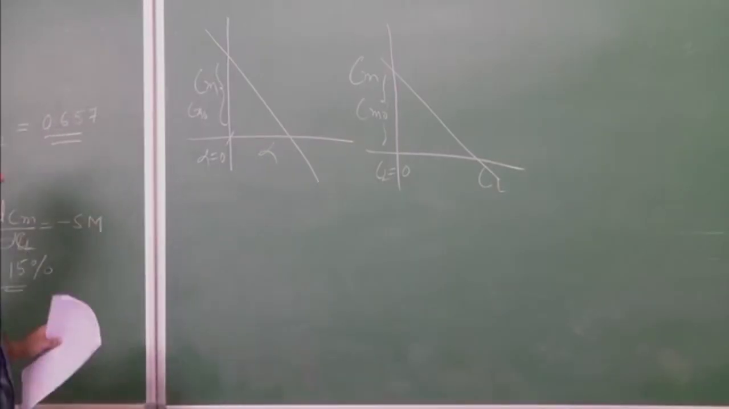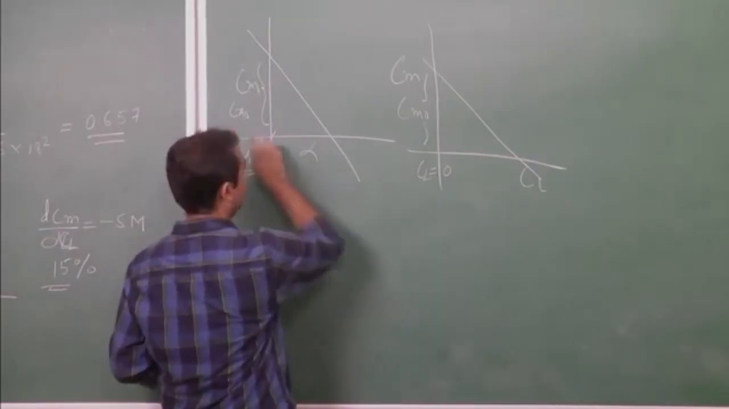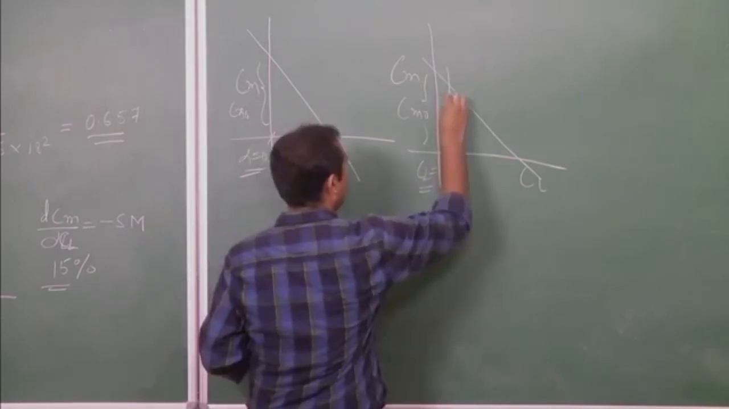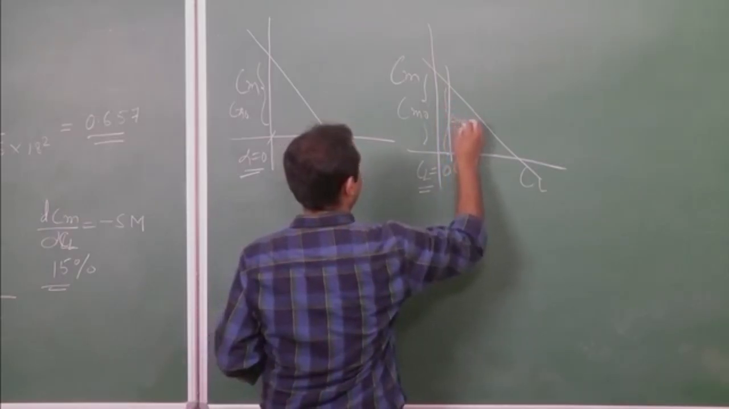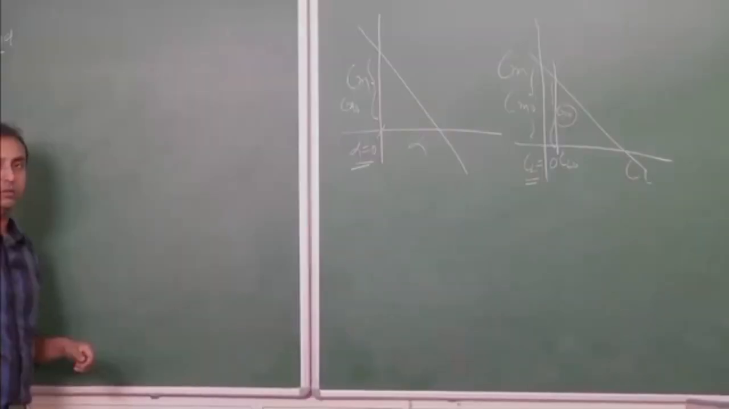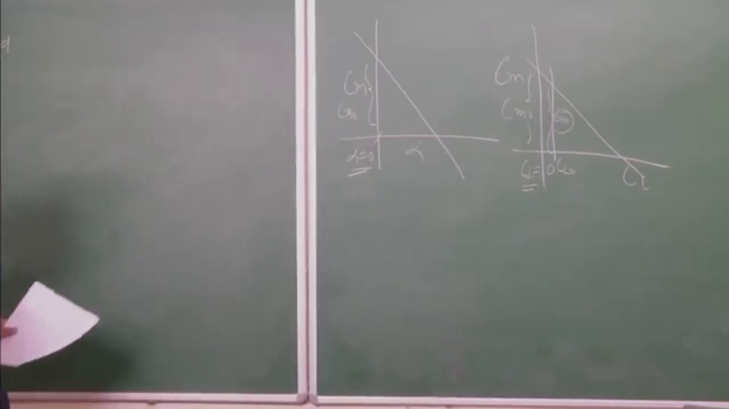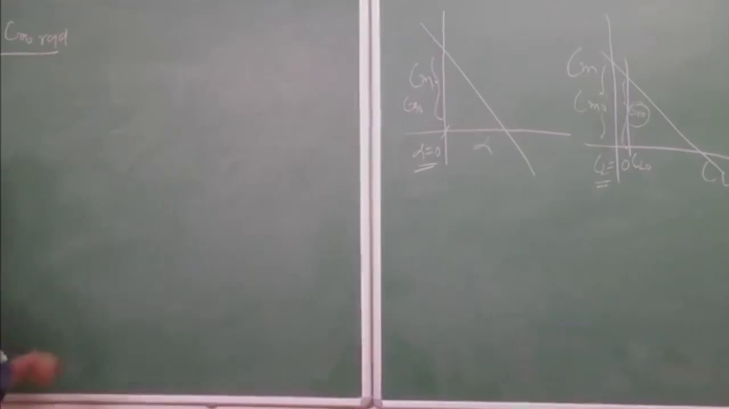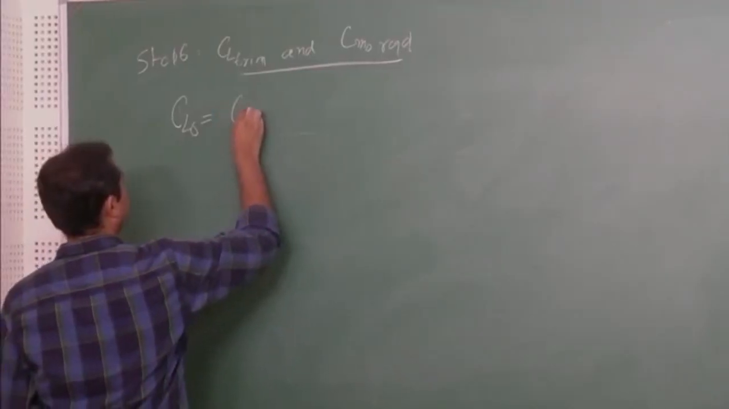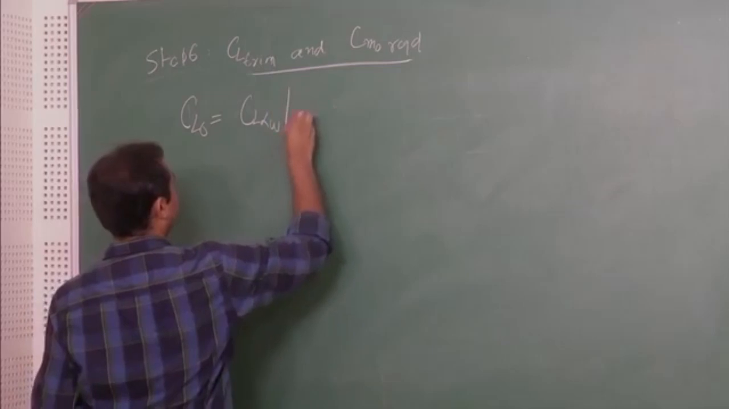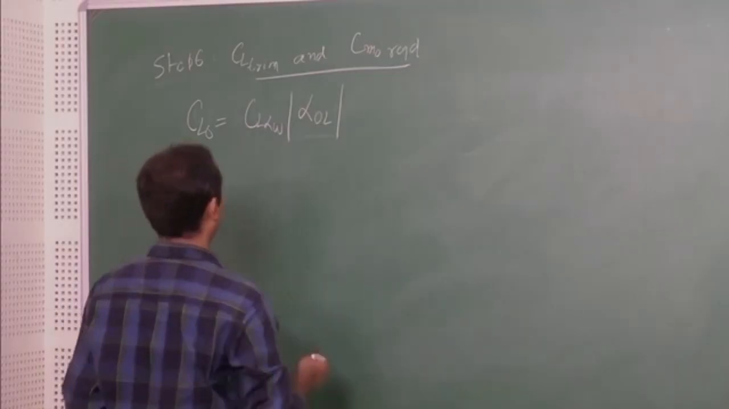So I'll be doing all my calculations at alpha equals 0. In this case, the value of Cm naught will not be for Cl equals 0, but at some value of Cl naught. So this is the value of Cm naught I'll be using for further calculations. We have now seen what my Cm naught requirement will be as per the Cm versus Cl graph. I have to calculate Cm naught at the Cl naught value. So first of all, we have to calculate the value of Cl naught, which is equal to Cl alpha of wing, which I have already calculated, and the angle of attack at zero lift, which we got from the Eppler E197 airfoil.